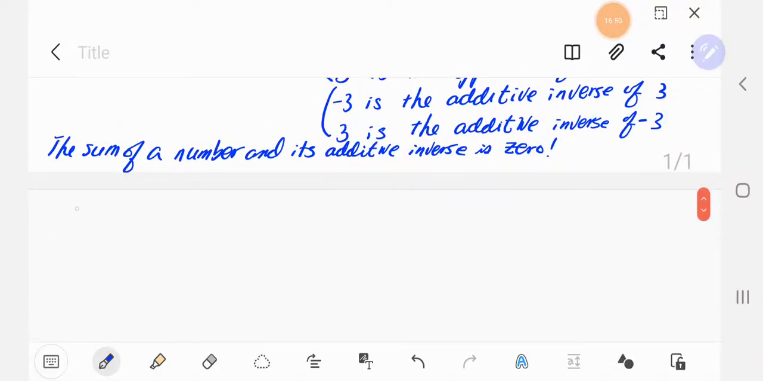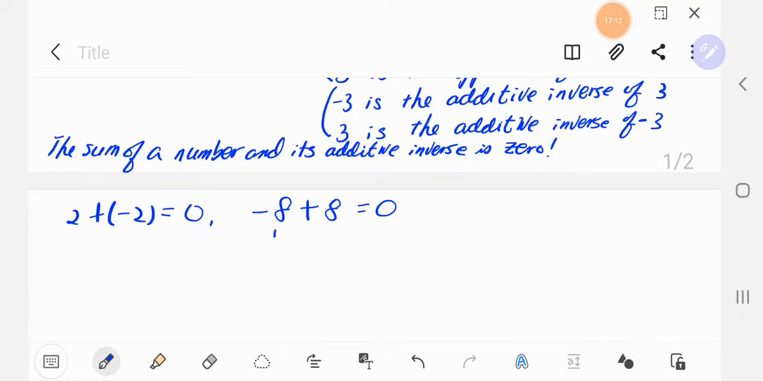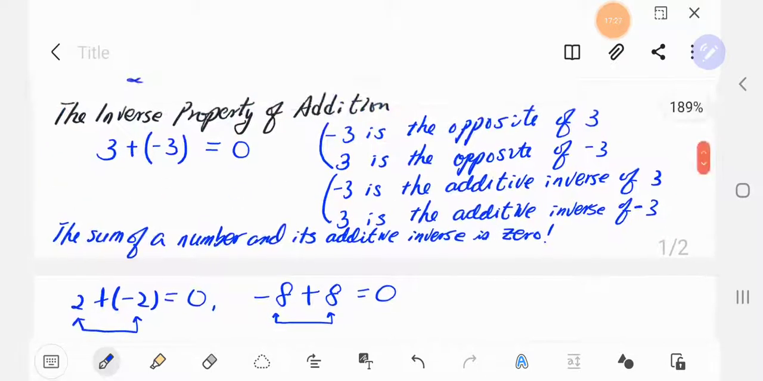Okay, so let's try another example. 2 plus -2 is equal to what? 0. How about this one? -8 plus the additive inverse of -8, or the opposite of -8, which is +8. So plus 8 is equal to what? 0. Can you see it? So when two numbers are added, and these two numbers have different signs and the same amount, then the result is 0. So that is called the inverse property of addition.